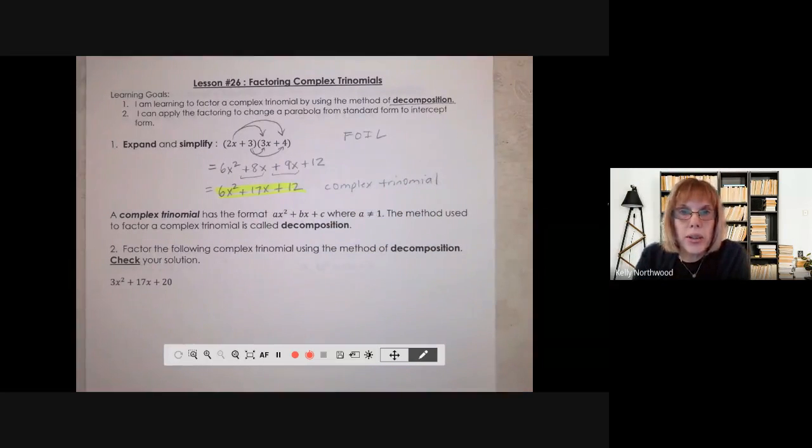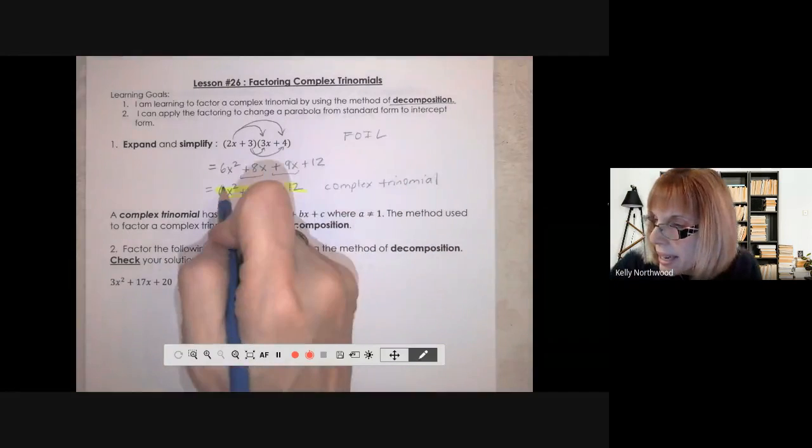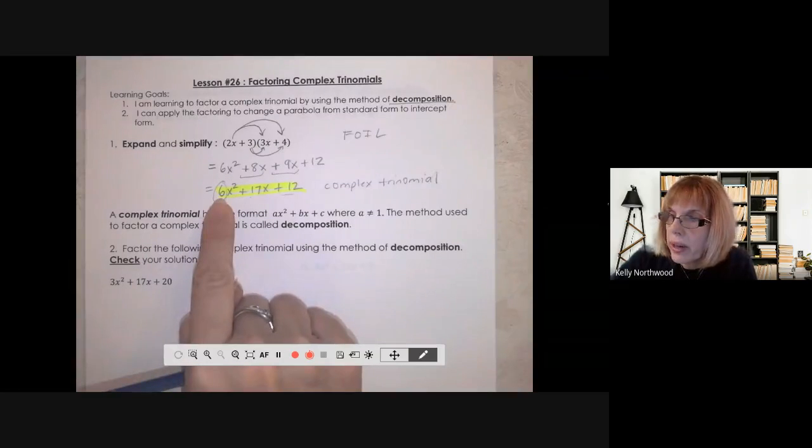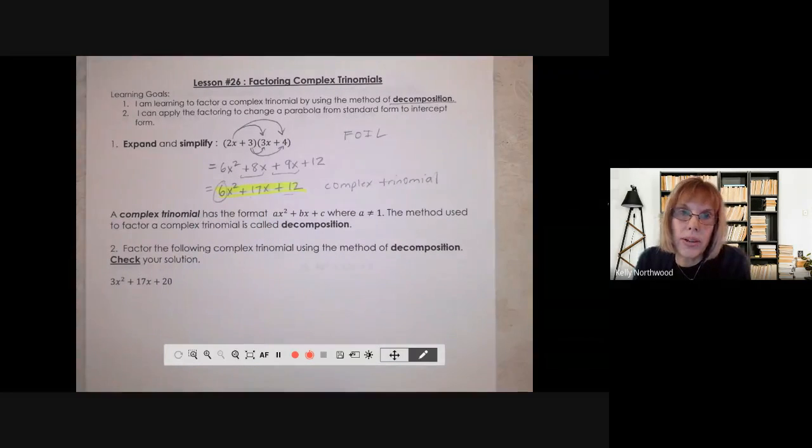So a complex trinomial has an a value that's not 1 and is also not common to all 3 terms. When you're identifying the difference between a simple trinomial and a complex trinomial, first of all, if there's a number other than 1 in front, it could definitely be a complex trinomial, but then you want to check, is that number common to all 3 terms or not? If it's not, then we consider it a complex trinomial.